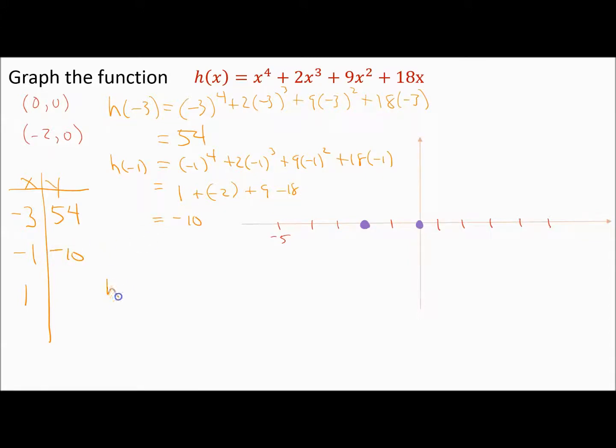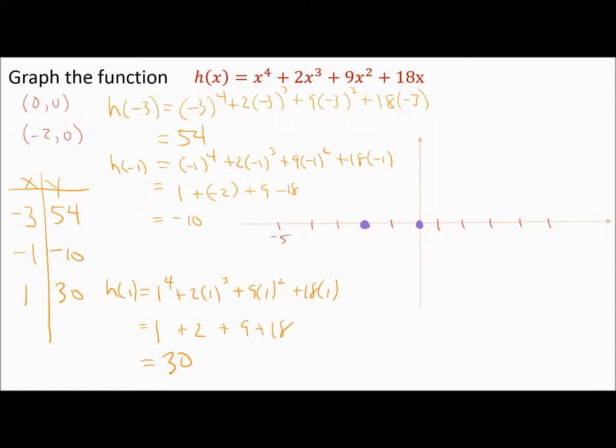And then when I plug in 1, that should work all right as well. 1 to the 4th plus 2 times 1 to the 3rd plus 9 times 1 squared plus 18 times 1. So it gives me 1 plus 2 plus 9 plus 18. So 1 plus 2 is 3, 3 plus 9 is 12, and 12 plus 18 is going to give me 30.